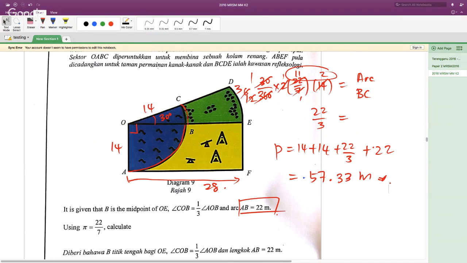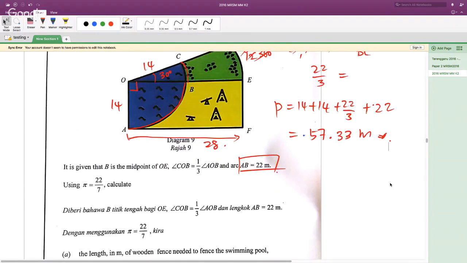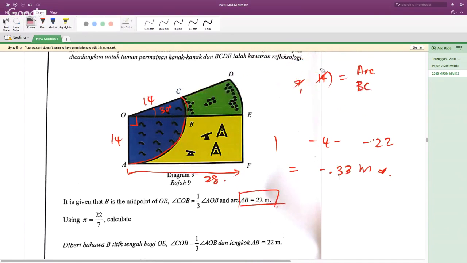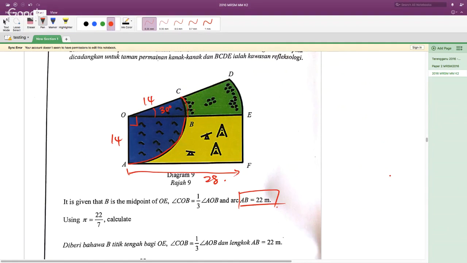So then you use the same idea like just now to find the green color part and the yellow color part. So you have to use the total area for the sector plus the rectangle minus the area of swimming pool. So what I will do is I will just do the same thing. 30 over 360 multiply pi r square. The r for this one is 28. 28 square. Okay, so plus the rectangle, it should be 14 multiplied 28. Okay, minus the whole area of sector.